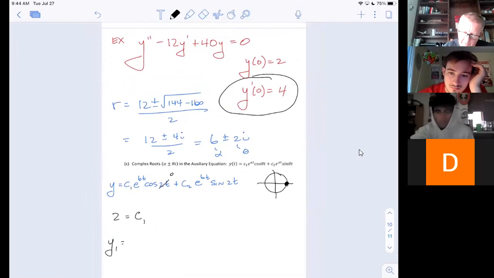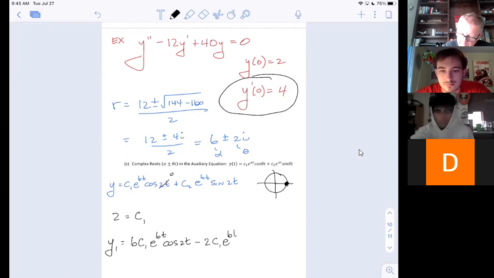And so you say, okay, y prime is product rule: 6C1 e to the 6t times the cosine of 2t left alone. Notice I'm being a little lazy and just writing 2t and not putting in parentheses. And then times the derivative of cosine, which is negative sine, and then also times 2. So I don't think I blew the product rule for that part of it. So I took care of this. Now I got to keep going and actually do this for C2.